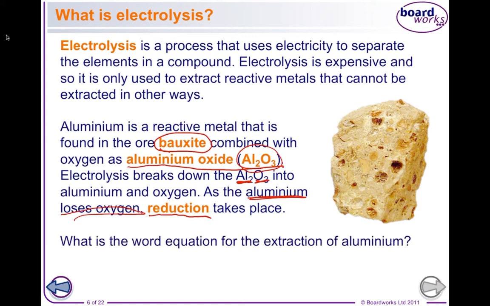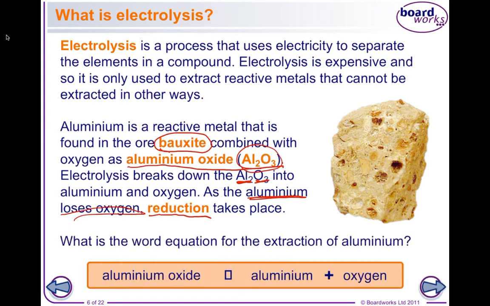All right? So our word equation, if we wanted to look at that, which we do, we start with aluminum oxide here. And remember, that's our formula, Al2O3. So we start with Al2O3, and then this little box should actually be an arrow, and we produce aluminum and oxygen. Now, you're going to notice that just happened, see that 2 right there?